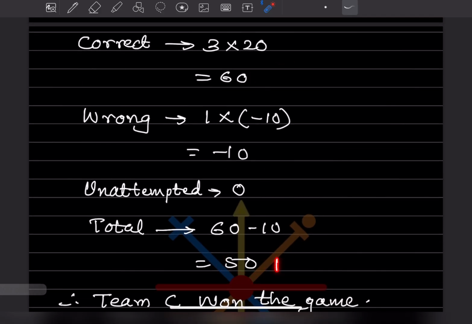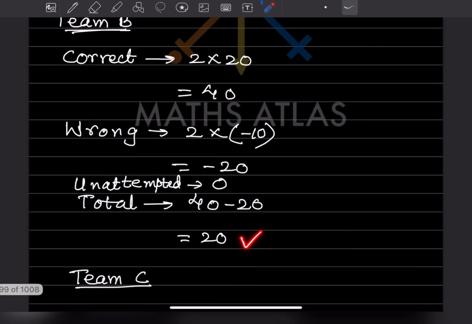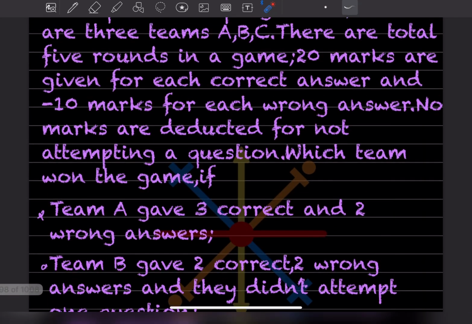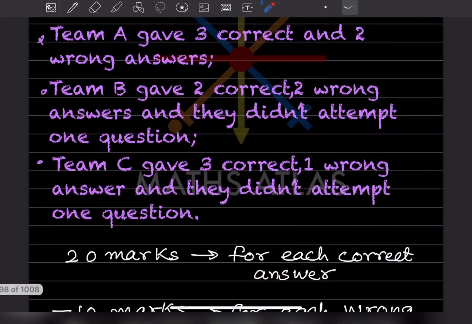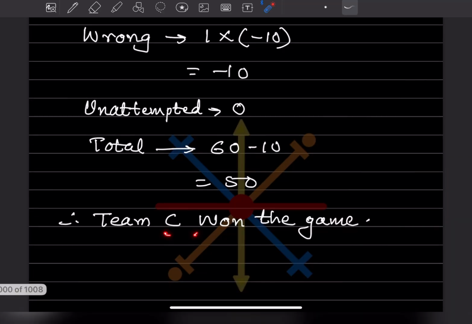So now you can see here, this is 50, this is 20, and this is 40. So they asked which team won the game. So that is team C, because this is more. So team C won the game.